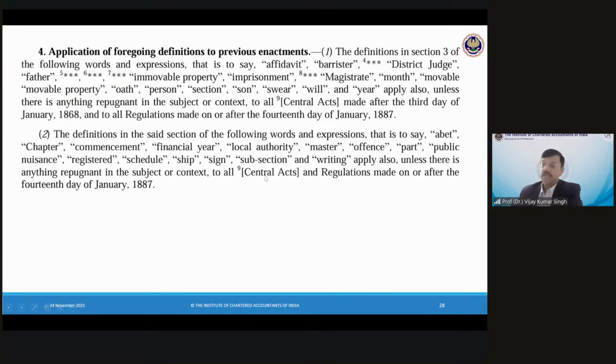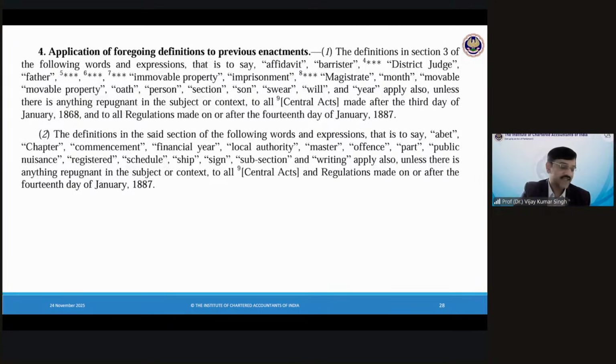So this brings me to the history of the General Clauses Act. The General Clauses Act 1897 was actually a consolidation of the General Clauses Act of 1868 and the General Clauses Act of 1887. There were two General Clauses Acts prior, and they were merged together, and then the General Clauses Act of 1897 came into picture. That is why, if you refer to the 1887 Act or the 1868 Act, those references have to be merged together and taken into consideration.